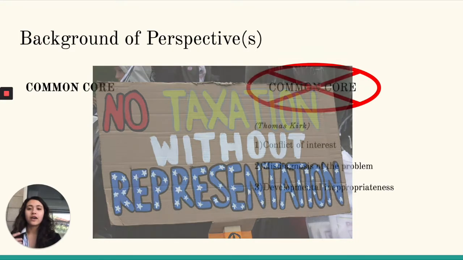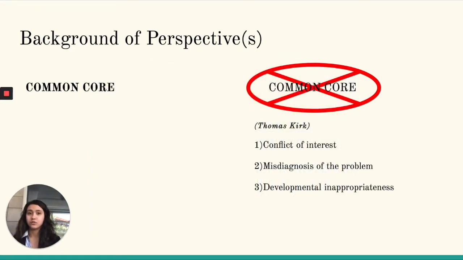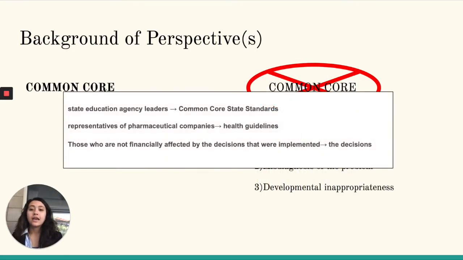So I kind of find it similar to our situation that state education agency leaders are making the Common Core state standards. But in reality, they're not really financially affected by any of those decisions. So of course they're going to be all willy-nilly with it and not really take that much time and thought into it. So why wouldn't it be teachers? Why wouldn't it be people who are completely involved in this specific area?